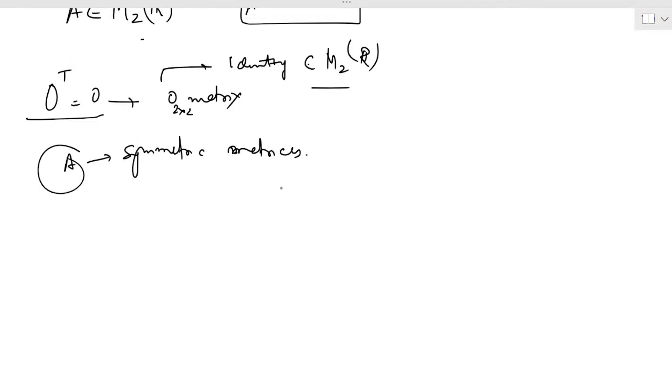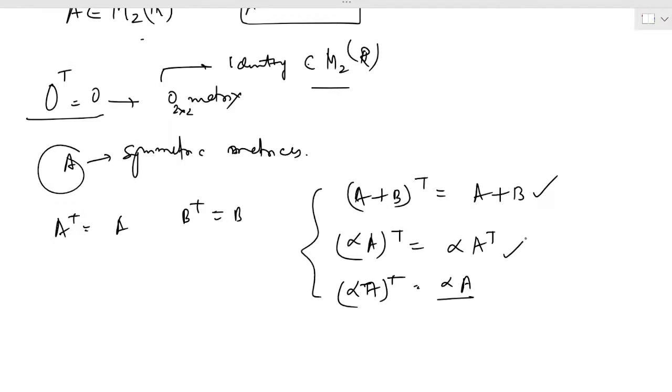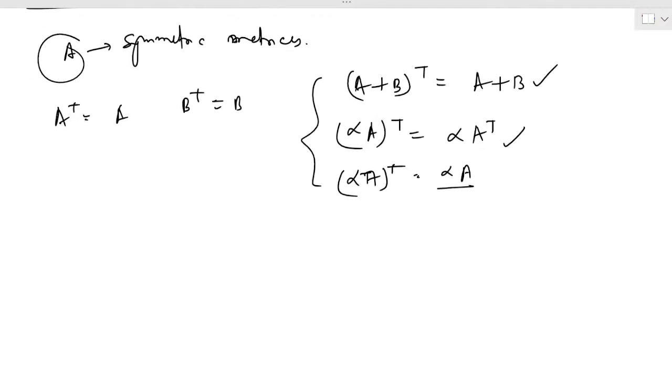Now you see, if you take one matrix A whose transpose is equal to A, and another matrix B whose transpose is equal to B, then clearly the transpose of A plus B will also be equal to A plus B. This is clear. And secondly, if I multiply A with alpha and take the transpose, it will be alpha times A transpose, which is alpha A. So both of these conditions are verified: the scalar multiplication and the vector addition.